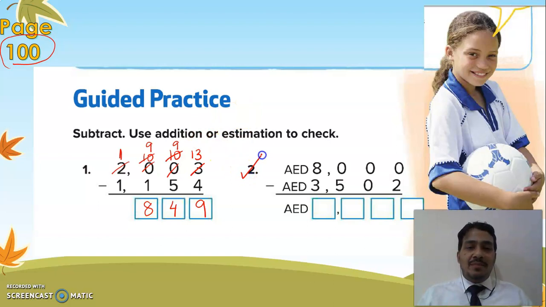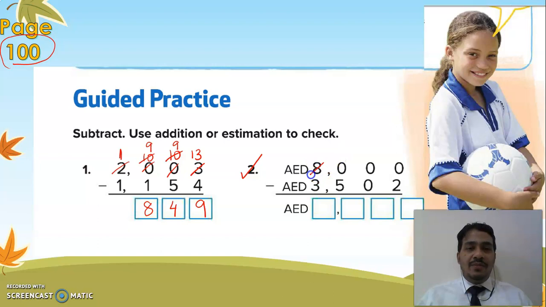Okay, now look at question number 2. 0 minus 2. Is 0 minus 2 possible? Mumkin? No. Then you borrow from the next number. The next number is also 0. Go to the next number. That is also 0. Go to the next number and check. Now this is 8.